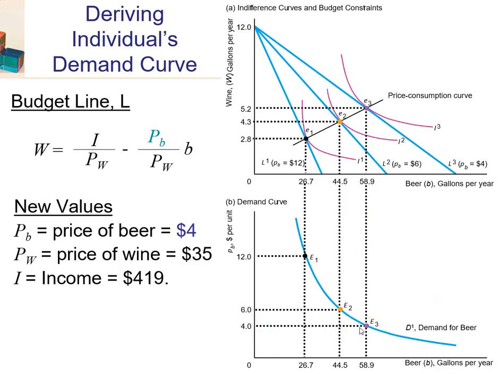So two points to make here. These optimal tangency bundles, if you plot these points and then connect the dots, will provide you with the price consumption curve. Some books call this PCC. Beneath it, showing the optimal bundles E1, E2, E3, where you have the price of beer on the vertical and the quantity of beer on the horizontal, this is deriving an individual's demand for beer. Note the downward slope, hence it obeys the law of demand. At lower beer prices, you consume more beer.